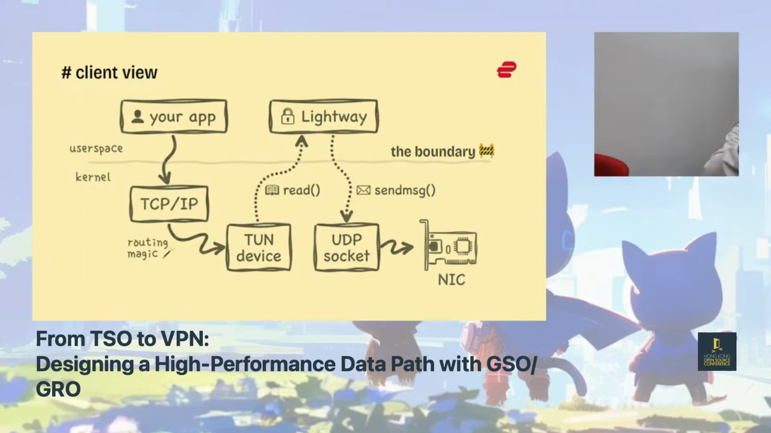Lightway will encrypt your packets and then go back to the kernel space, because we prefer to do Lightway in user space, so that's what we did. And in the end, the traffic will route out to the network interface.